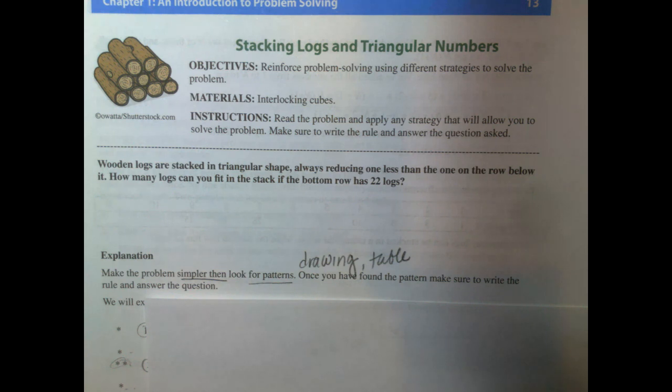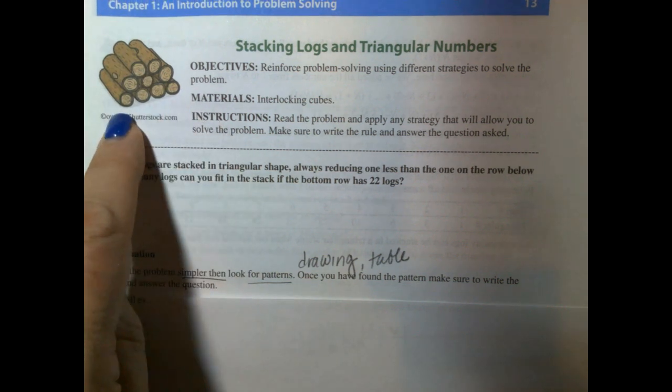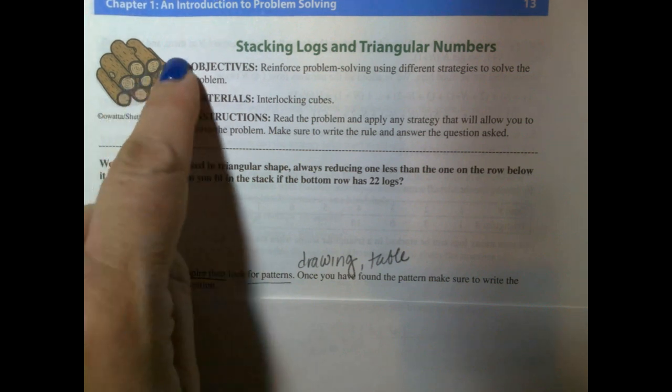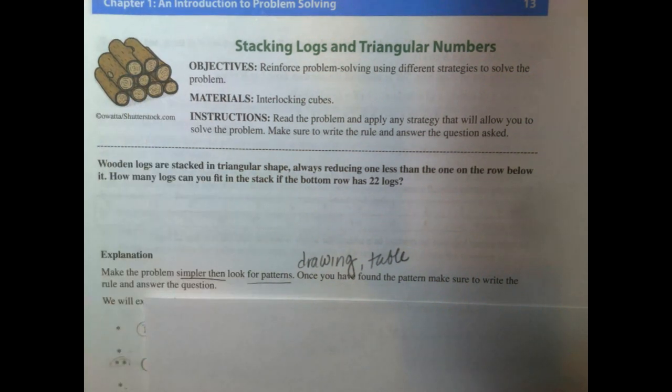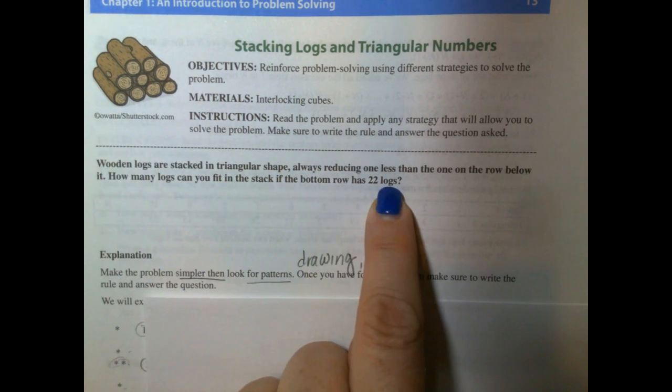In this case, this one is about logs, but you also have cannonballs that actually look like a triangular shape. It says wooden logs are stacked in a triangular shape, always reducing one less than the one in the row below it. How many logs can you fit in a stack if the bottom row has 22 logs? Just like in this one, which is just missing the top one, you have 4 on the bottom, then on top you have 3, then 2, and on top of that one you will have 1. That's how you create the triangles in the stacking of the logs, right? So you want to know what is the total number of logs when the bottom row has 22.